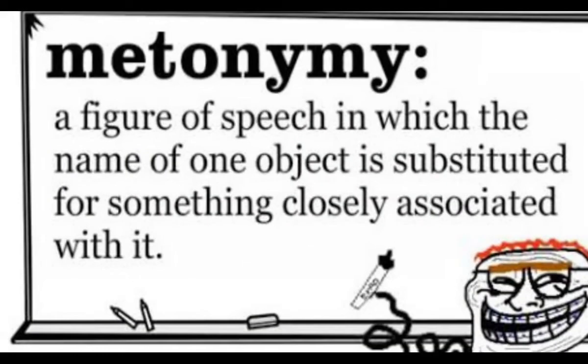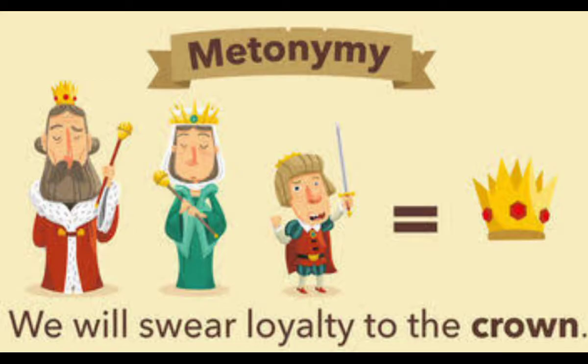Metonymy is a figure of speech in which the name of one object is substituted for something closely related to that thing. Examples we have: we will swear loyalty to the crown. The crown there is an example of metonymy. The crown represents the throne, it represents royalty, it represents those in power. So it's as saying that we'll swear loyalty to either the king, the queen, or the president, or whosoever is in power as at that time.